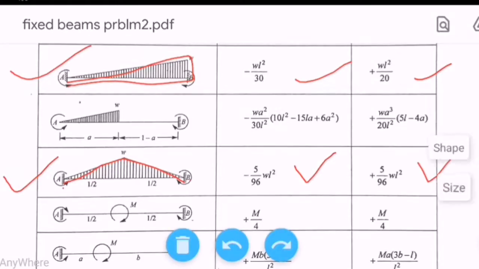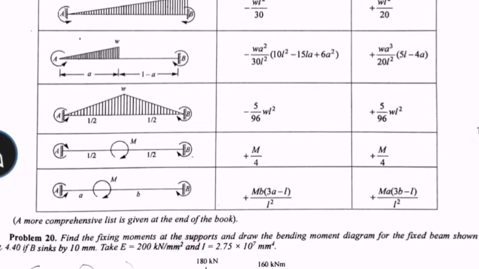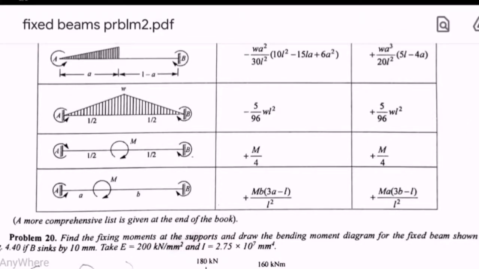And last, this is also important. If, without loading, a moment is directly applied at the central level, so this is a clockwise moment if you observe, right? Due to this moment there will be a fixed end moment called M by 4, and there is another fixed end moment at B that is also given as M by 4. Fine.